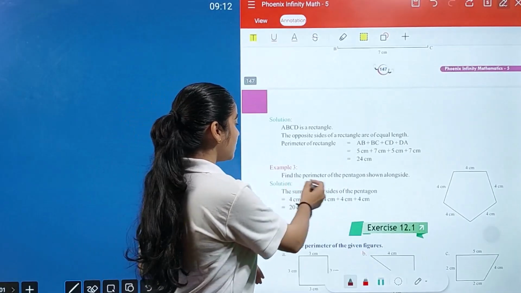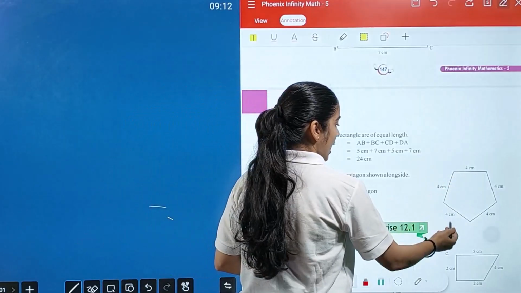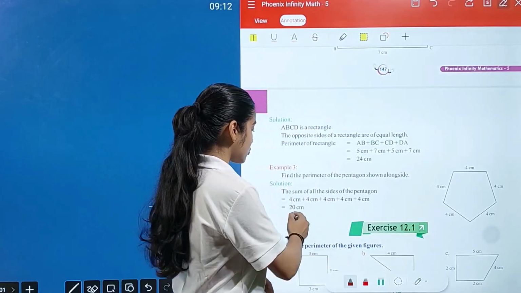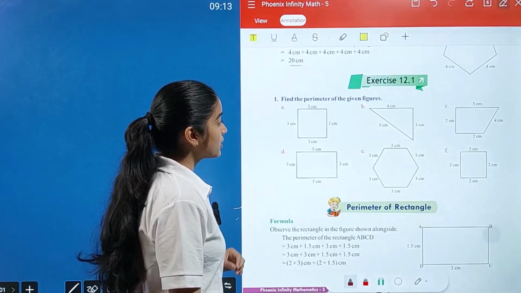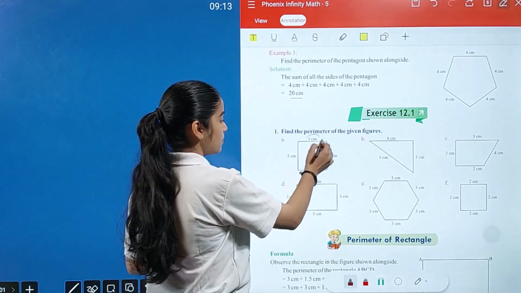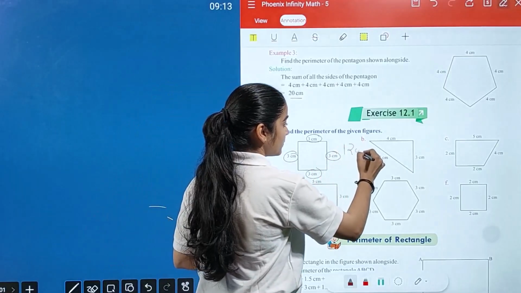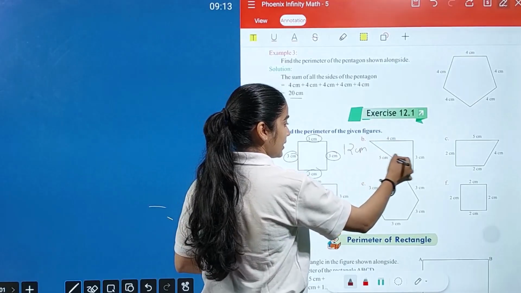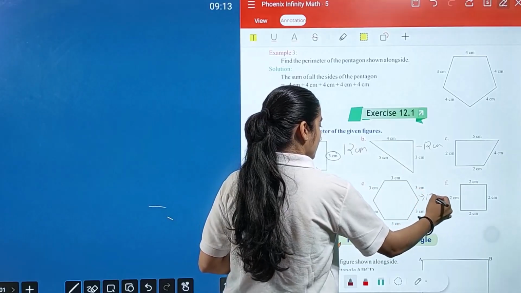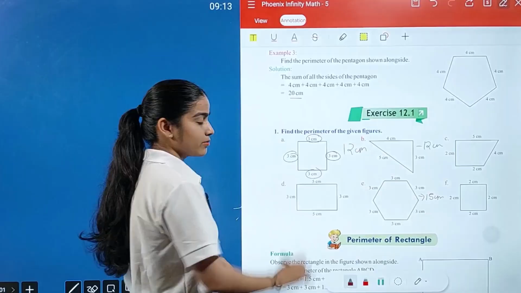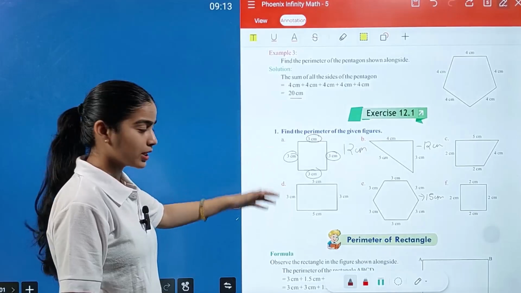After this, find the perimeter of the pentagon shown alongside. Again the same process: you just have to add these measurements together and you will get your answer, which is 20 centimeters. Now we have our exercise 12.1. Find the perimeter of the given figure. Here, 3 plus 3 plus 3 plus 3 is equal to 12 centimeters. For the next, 4 plus 5 plus 3, again 12 centimeters. Then 3 times 5 is 15 centimeters. As simple as that. Repeat the same process for the rest of the figures and you will get your perimeter.